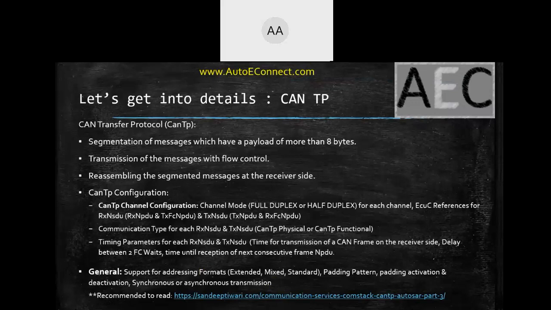Generally we'll be using the CAN TP in most of the projects for diagnostics, but it is not limited to diagnostics. Wherever the payload is more than 8 bytes, we'll go for the CAN TP support for handling data of more than 8 bytes. And with respect to the configuration for CAN TP, for whatever channels you want the TP configuration to be supported, you will have to configure the respective CAN TP channel configuration for those respective CAN channels.